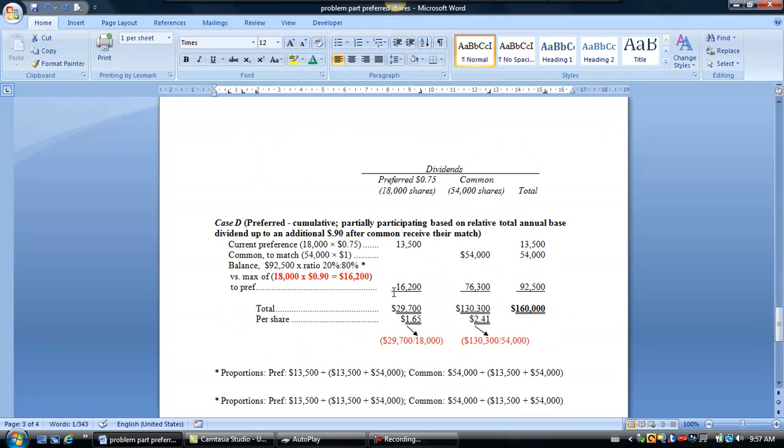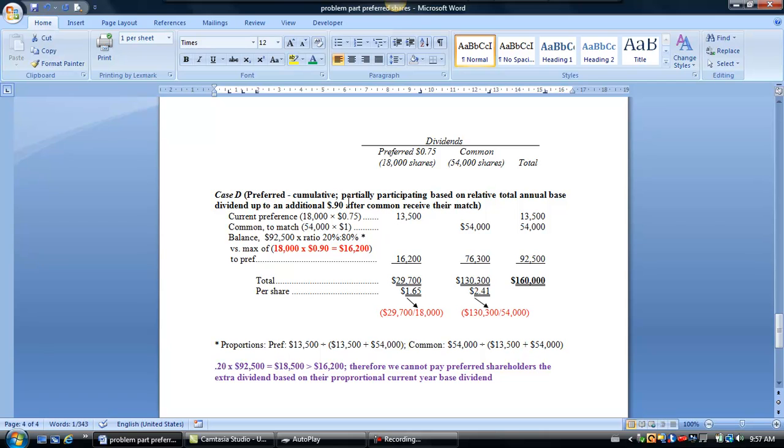Now, I'm going to move on to situation D, and in this case it says they are partially participating based on the relative total annual base dividend up to an additional 90 cents after the common receive their match. So don't forget, these guys are regularly getting 75 cents a share, so they have an opportunity to get up to $1.65 a share, which is their stated dividend of 75 cents plus an additional 90 cents. That gives us $1.65. But will they get that or not?